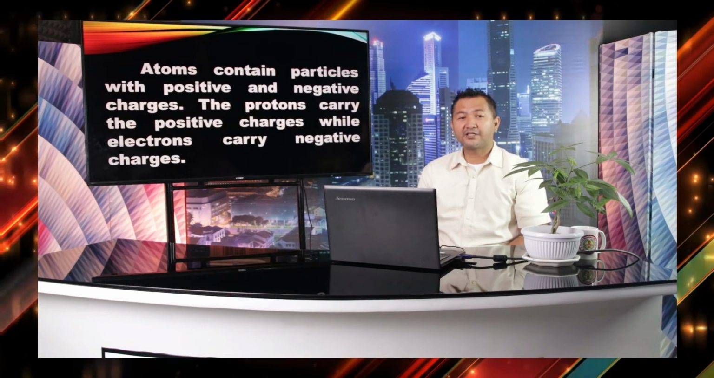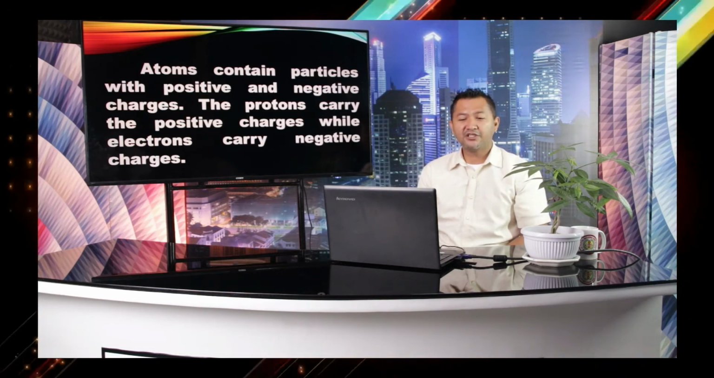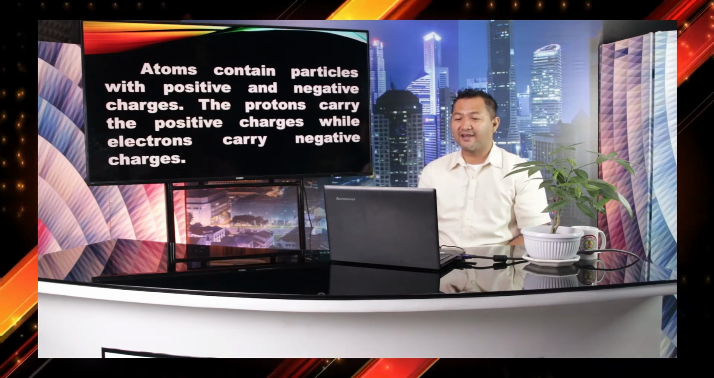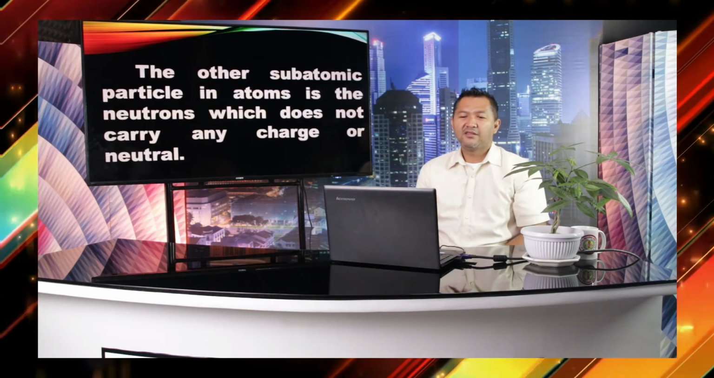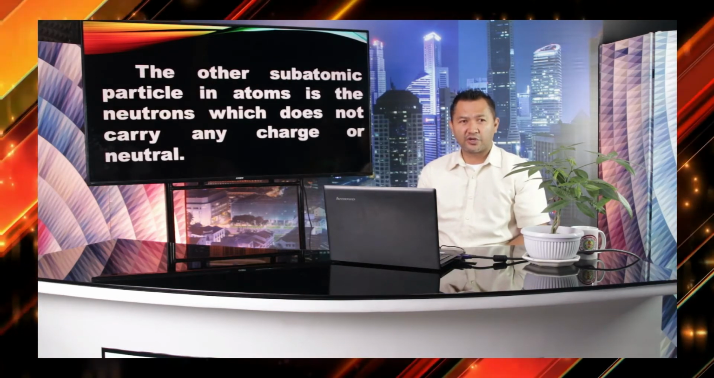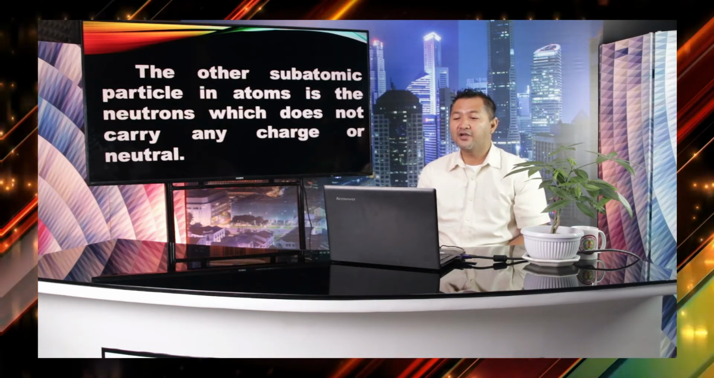Atoms contain particles with positive and negative charges. The protons carry the positive charges, while the electrons carry the negative charges. The other subatomic particle in atoms is the neutron, which does not carry any charge, or is neutral.